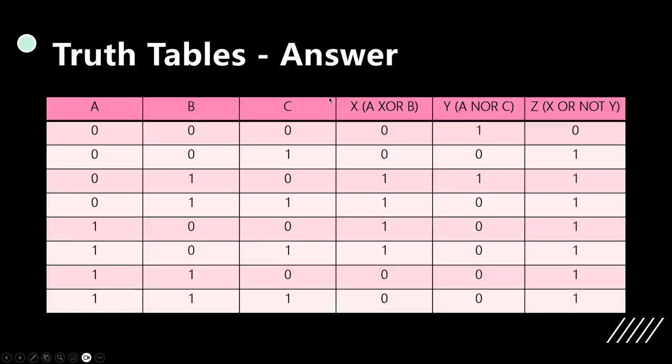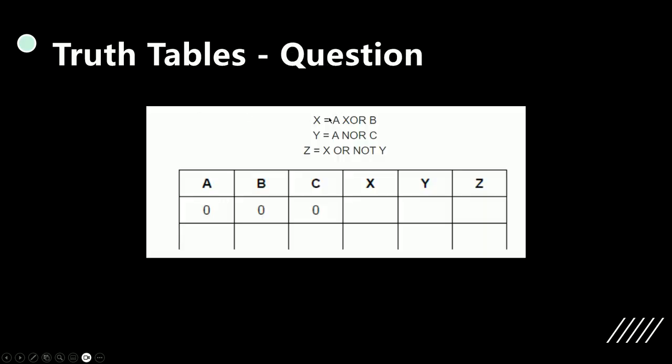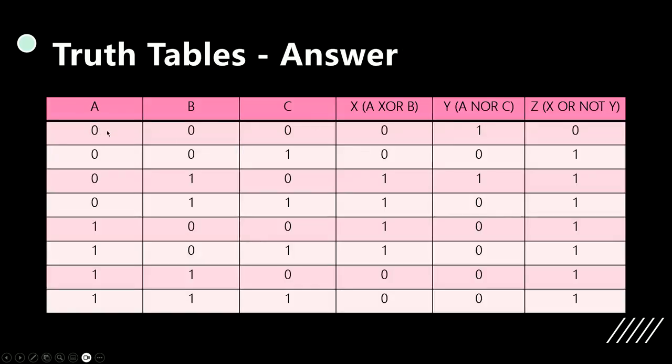Basically, to explain this, we can see here. x is equal to A exclusive OR B, y is equal to A NOR C, and z is equal to x OR NOT y. So here we have all the combinations: 000, 001, 010, 011, 100, 101, 110, 111. You can go through systematically, going through every single combination of A, B, and C with zeros and ones.